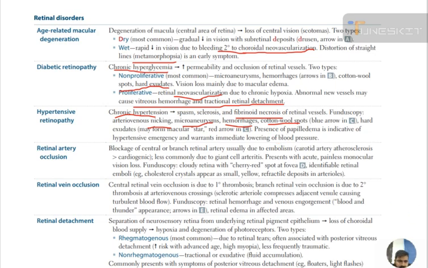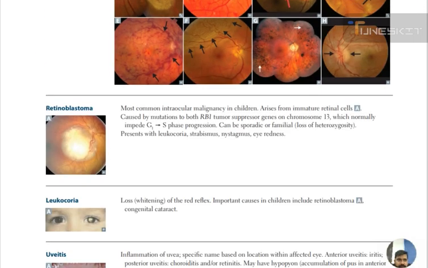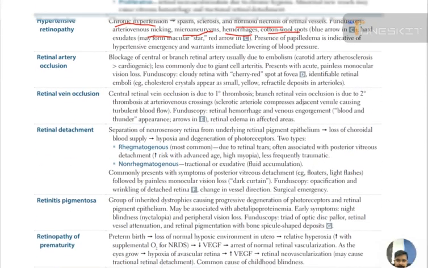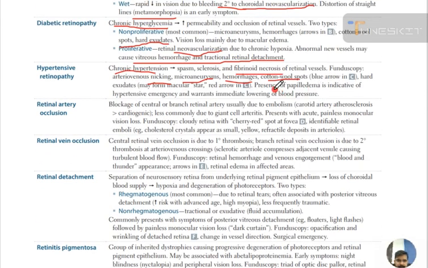Red arrows in C, you can see in the picture red arrows. Yes, these look like macular stars. It presents with papilledema and it is indicative of hypertensive emergency and warrants immediate lowering of blood pressure. So if a hypertensive patient comes to you with loss of vision and on fundoscopy you find papilledema, this is indicative of hypertensive emergency and you should immediately lower the blood pressure.